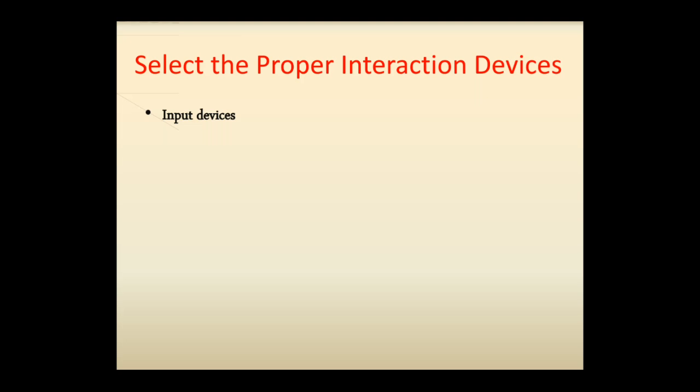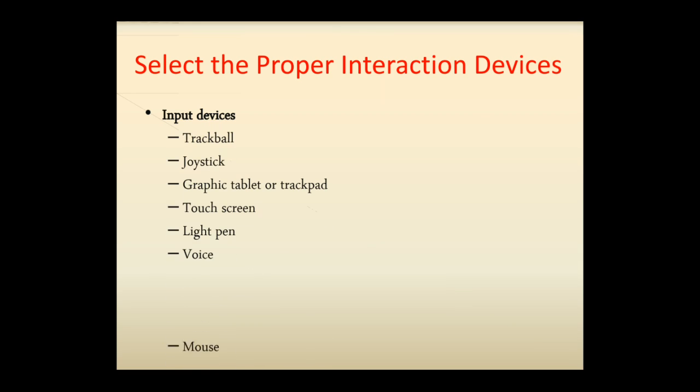So now we shall discuss selecting the proper interactive devices. As we all know, interactive devices are input mechanisms, the devices through which people communicate their needs or desires to the computer, and output mechanisms, devices through which the computer responds back to people, right? Here we shall be reviewing a set of input devices such as trackballs, joystick, graphics tablet or trackpad, touch screen, light pen, voice, mouse and keyboard.